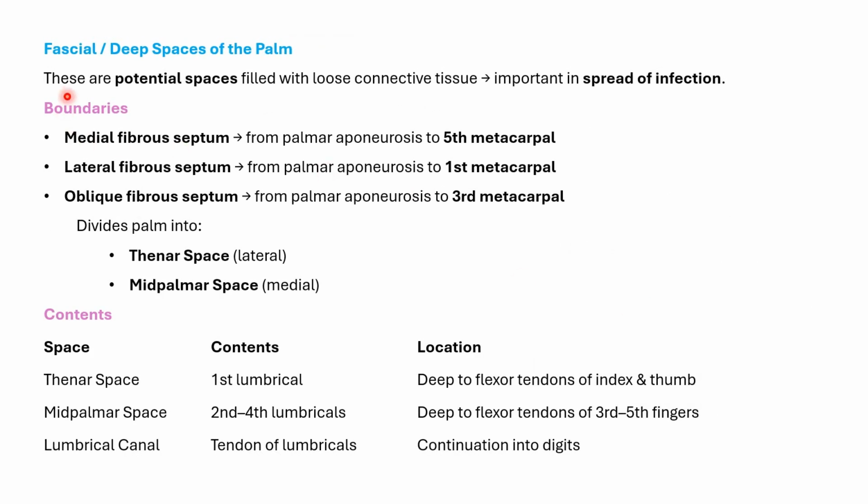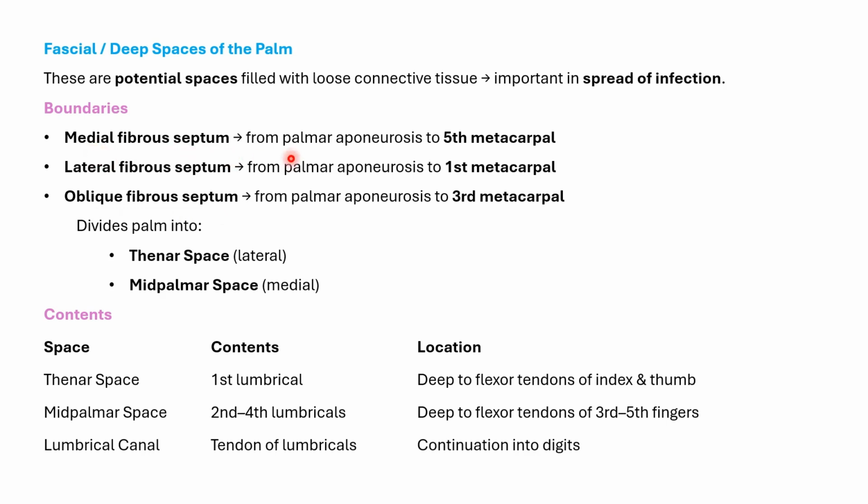Now we learn about the fascial spaces of the palm or deep spaces of the palm. These are potential spaces filled with loose connective tissue, and they are important in the spread of infection. The deep space of the palm is bounded by three septa. They are the medial fibrous septum, lateral fibrous septum and oblique fibrous septum.